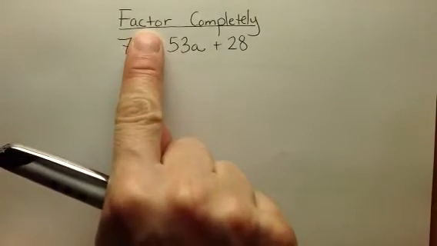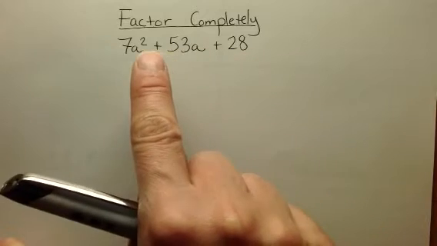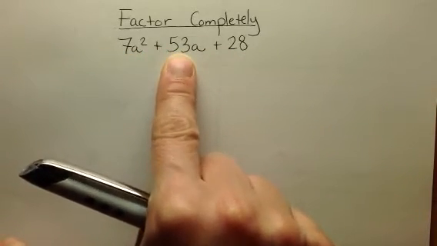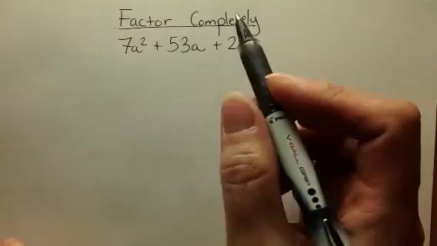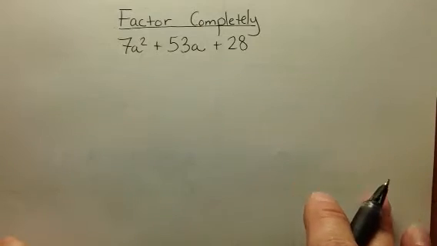My directions say to factor completely. I look for a common monomial factor. 7 is prime, and it cannot go into 53. Actually, I think 53 is prime too. I don't have a variable term here. Okay, so there's nothing that I can take out of all three terms.